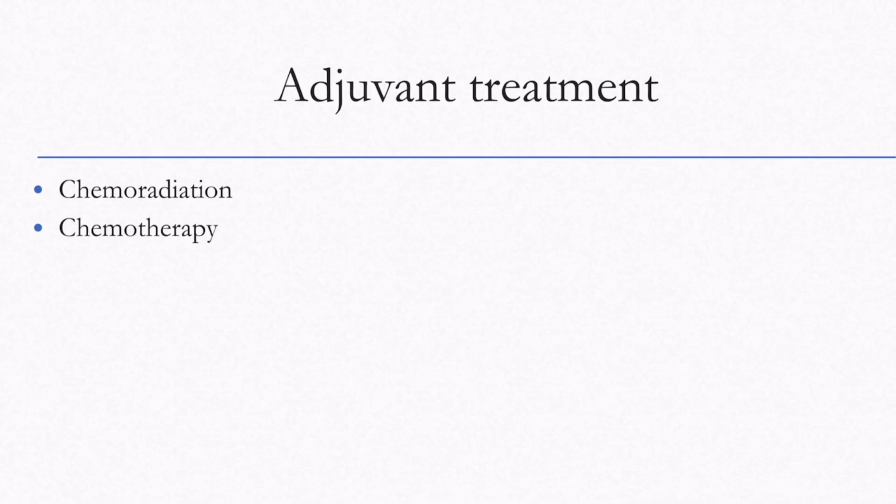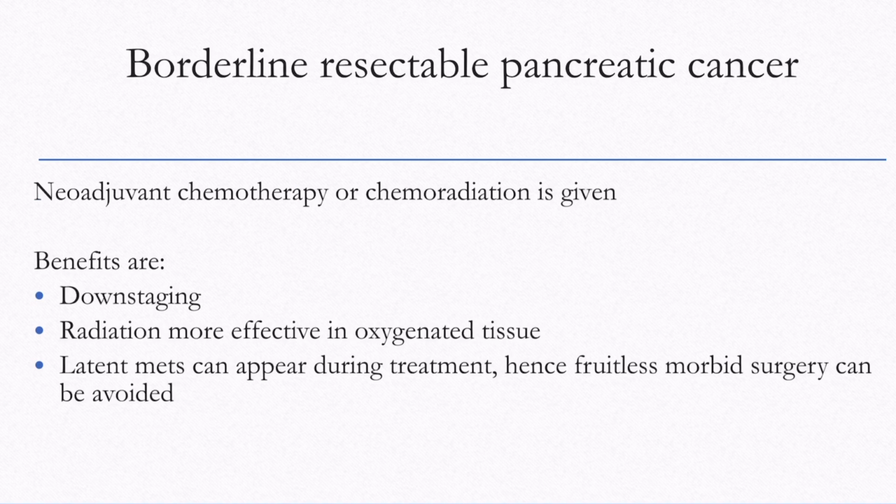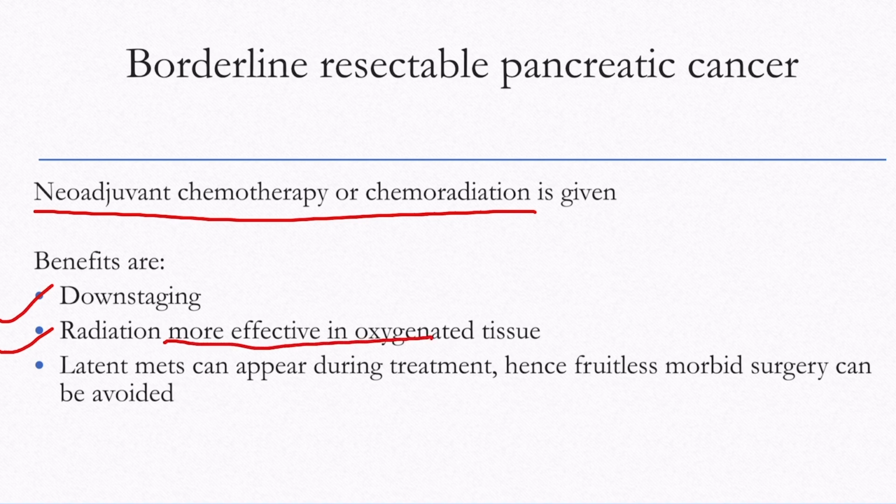Adjuvant treatment purpose is to eradicate residual tumor. Both adjuvant chemotherapy or adjuvant chemoradiation can be given. In cases of borderline resectable cancer pancreas, in order to shrink tumor to make it operable, neoadjuvant chemotherapy or chemoradiation is given. Benefits are: downstaging of tumor. Radiation is more effective in oxygenated tissue. Post-surgery scarring leads to decreased vascularity in tumor bed. Latent mets can appear during treatment, hence fruitless morbid surgery can be avoided.